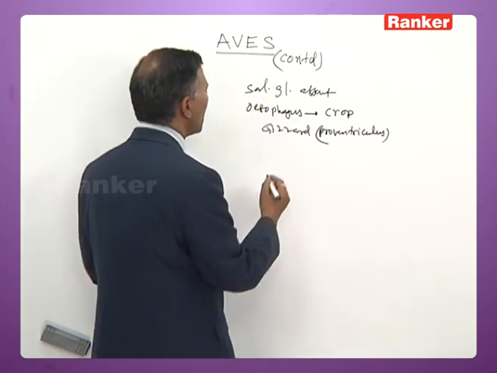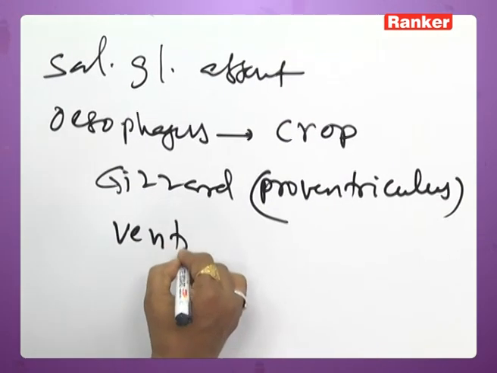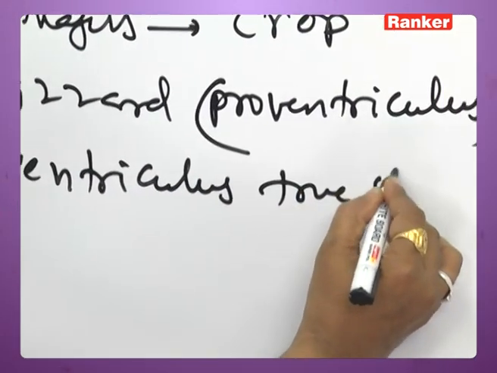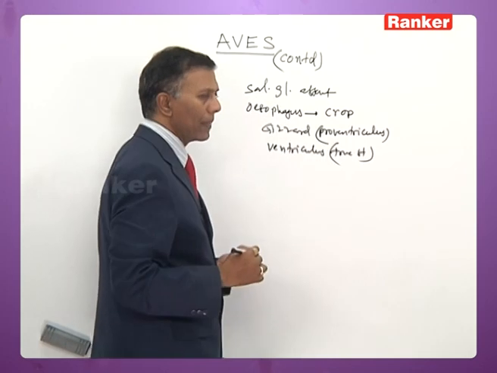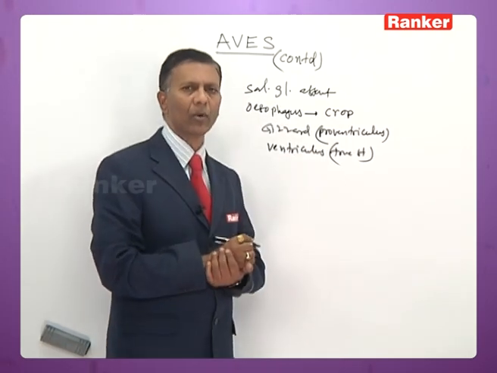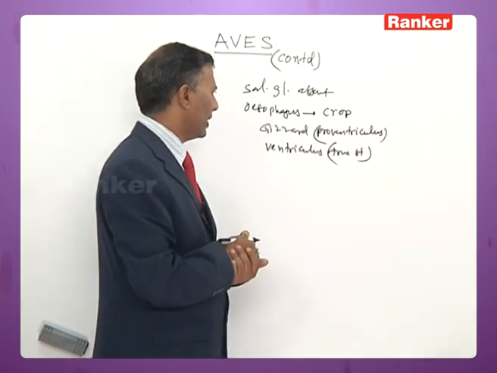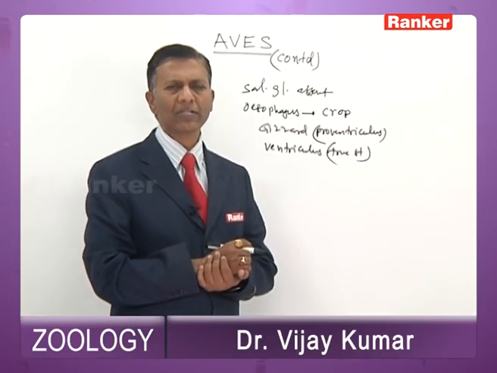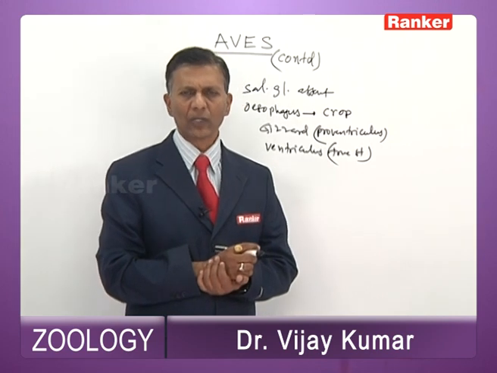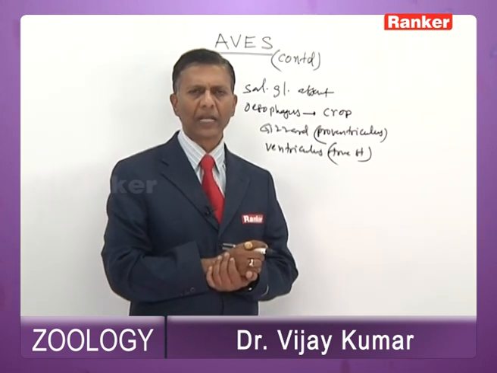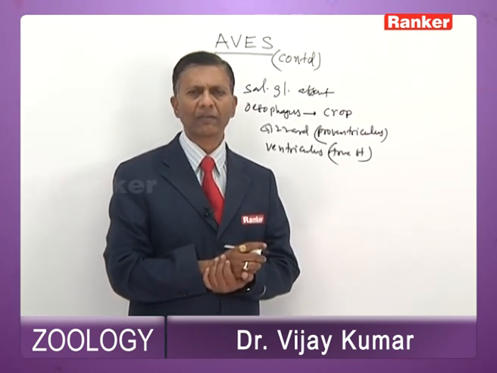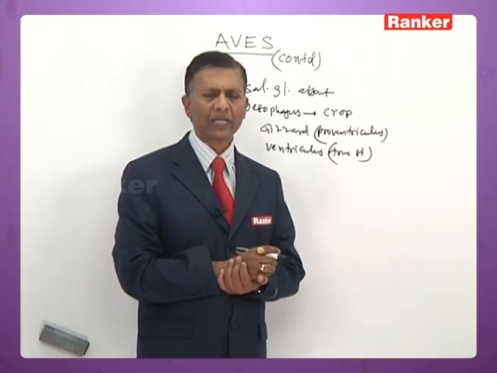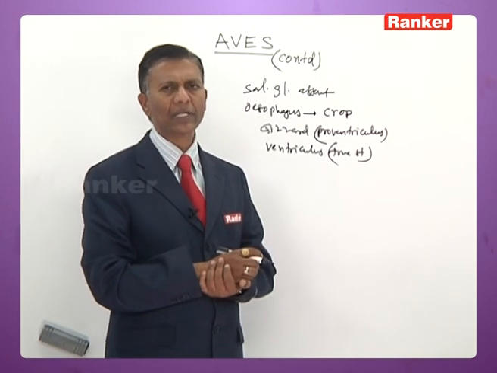Then next you have the stomach, called ventriculus. Ventriculus is a true stomach that brings about digestion of proteins. Then you should remember this important point from the MSET and other exam point of view. You may get a question: gizzard is a modification of esophagus, crop, or stomach? You should say it is a modification of stomach, because stomach anteriorly modifies into proventriculus or gizzard, and posteriorly it modifies into ventriculus.